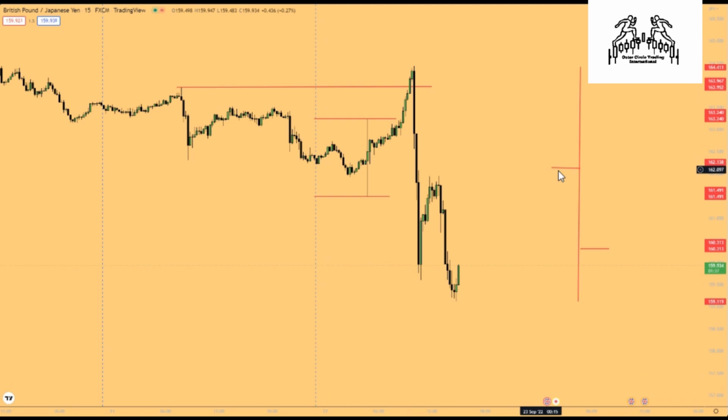So this is your accumulation, your manipulation, and your expansion to the downside. Before the market closes, it will then distribute. There will be a distribution phase, and then it will close. So it is just like that. It's so simple. This is what you have to look for if you are trading this strategy.